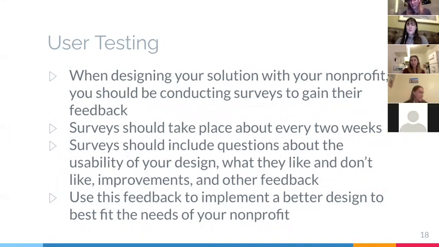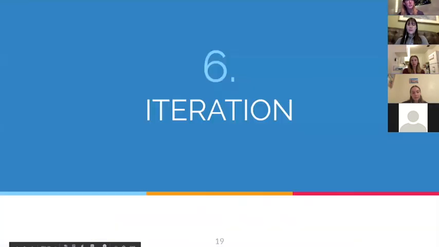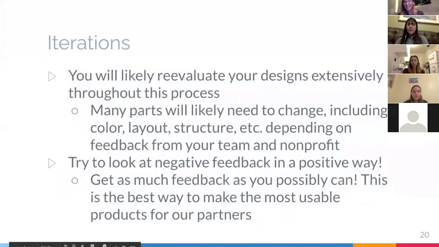Hi. Again, this feedback is what's going to be used to best help your nonprofit and figure out the final design. So now moving forward, I do want to talk a bit more about iteration, because that's going to be pretty important throughout this process, and it's probably going to get a little bit frustrating at times, because you are going to be redesigning this likely more than once, and parts are probably going to need to change, maybe the color, the layout, the entire structure, depending on the feedback from your team and your nonprofit. And I will say that you need to look at this negative feedback in a positive way.